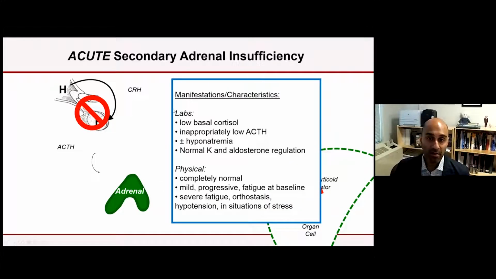So the biochemical manifestations of secondary adrenal insufficiency are a low cortisol with an inappropriately low ACTH. Aldosterone is being produced because angiotensin II and potassium can continue to stimulate adrenocortical aldosterone production. So typically these patients are normokalemic, but the physical characteristics can vary. In the absence of a stressor, even with a very low cortisol, patients may feel fine. With progressive stressors, they may develop mild progressive fatigue, and in severe stressors, you may develop a full-blown picture that looks like an adrenal crisis, orthostatic hypotension, depending on the degree of stress.